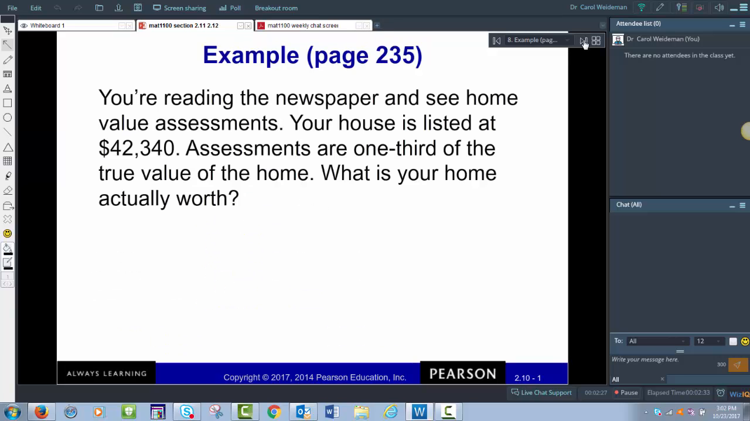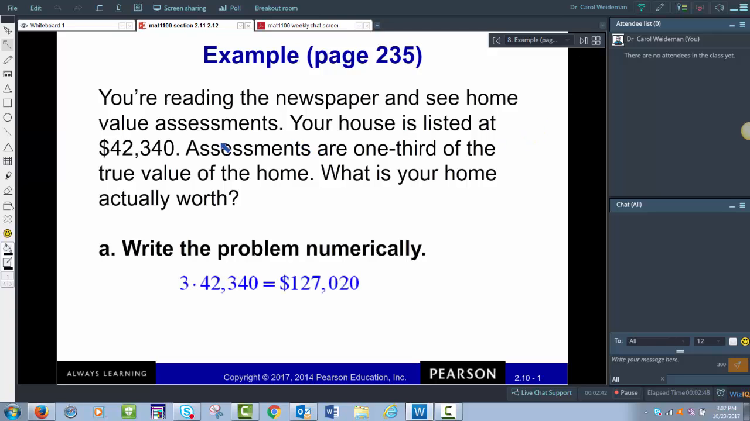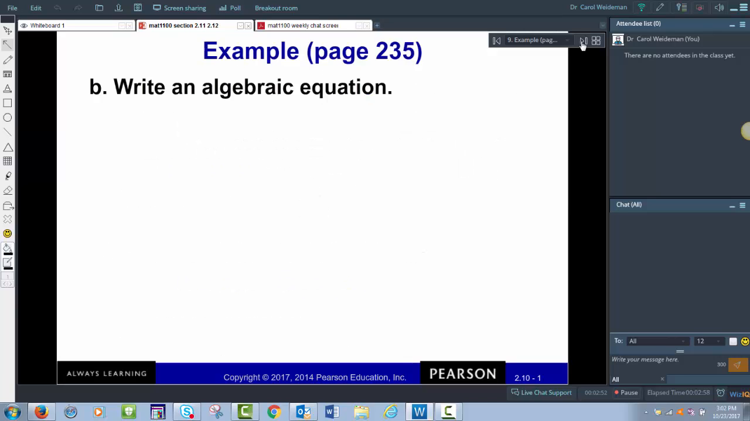Let's try another example. You're reading the newspaper and you see home value assessments. Your house is listed at $42,340. Assessments are 1/3 of the true value of the home. What is your home actually worth? Solve it numerically. We know that this is 1/3, so if I multiply my appraisal by 3, I should get the total value of my home. And what operation do we use here? We multiplied. Now let's do it algebraically.